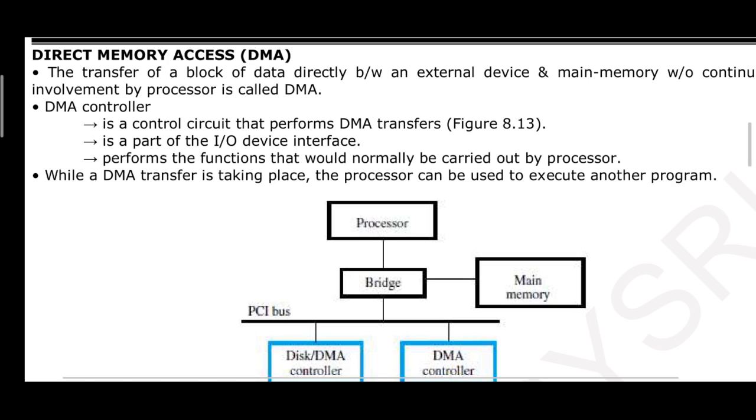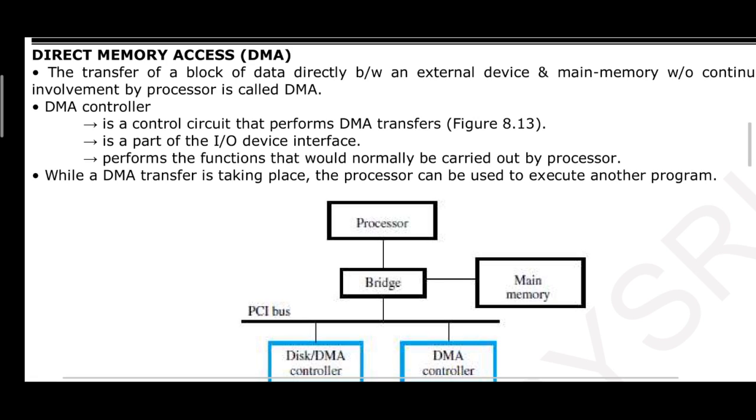Block of data, what is the meaning of block? A block is nothing but a set of words, or in other words, in simple terms, a set of bytes, okay, in terms of MB. So several MBs of data can be identified as a single block, and that block can be transferred at a time. So the data rate or transfer rate will be improved because of the use of DMA.